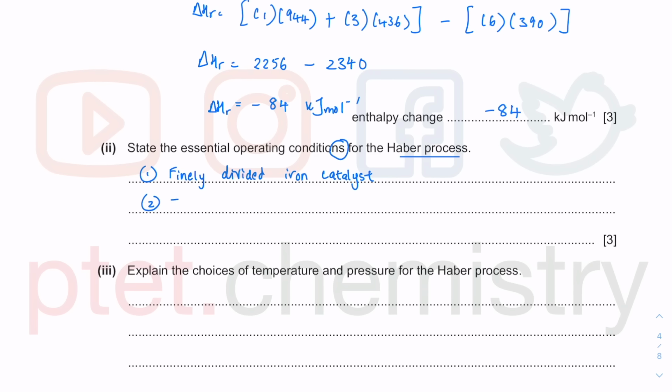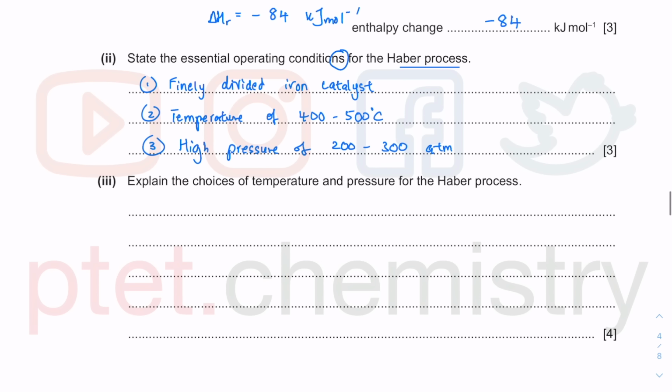Now in terms of temperature, we have a temperature of around 400 to 500 degrees Celsius. Somewhere along that line is the generally accepted convention. We also need a high pressure of around 200 to 300 atmospheric pressure. Whether it's exactly 200 or 300, I'm not entirely sure, but I know it's not at 1 atmospheric pressure. It's a very high pressure, relatively high temperature, and then a finely divided iron catalyst there.